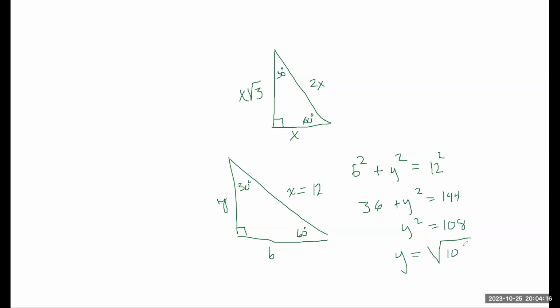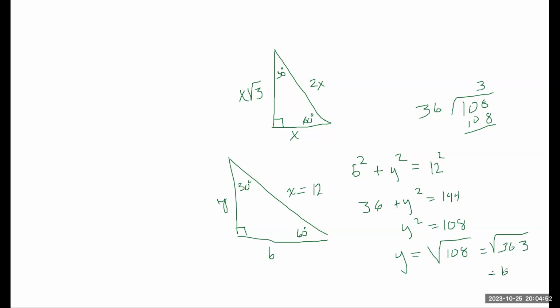we then have to factor 108 and simplify this radical completely. I believe 108 can be divided by 36. 36 times, let me see, yeah, 36 times 3. So since this is the square root of 36 times 3, the final answer for y comes out to be 6 rad 3.